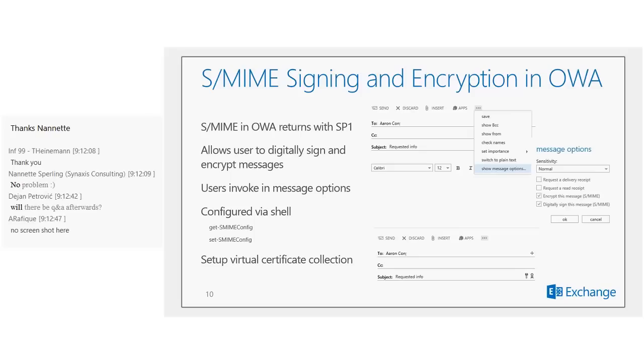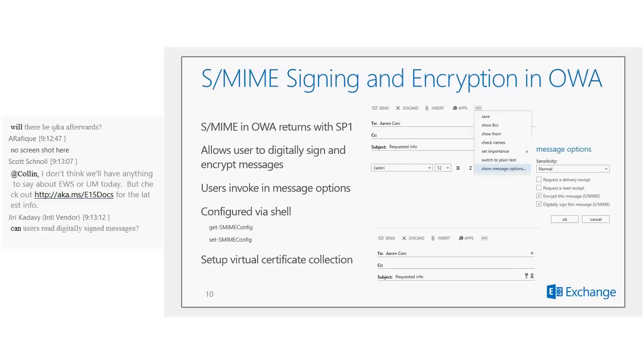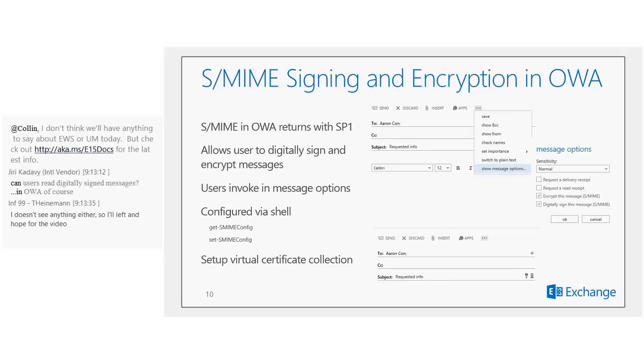From a configuration perspective, you configure this in shell, and we're going to make sure that you have a certificate collection set up as well. But from a user perspective, it becomes very easy for them to take advantage of these capabilities in OWA as well. And of course, this is delivered in SP1, and this is another feature that will be rolling out in Exchange Online as well. Okay.